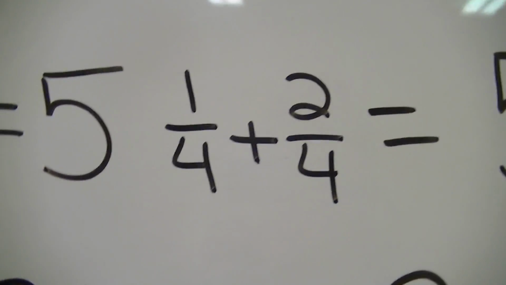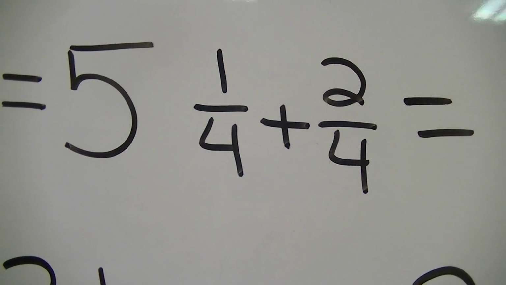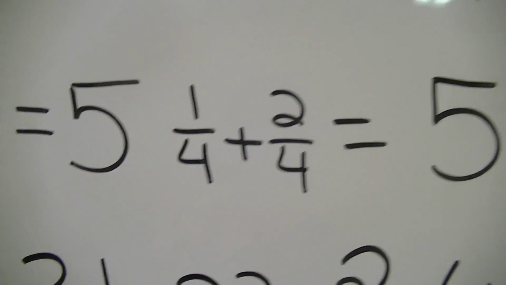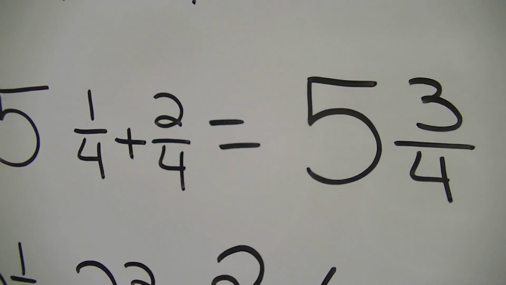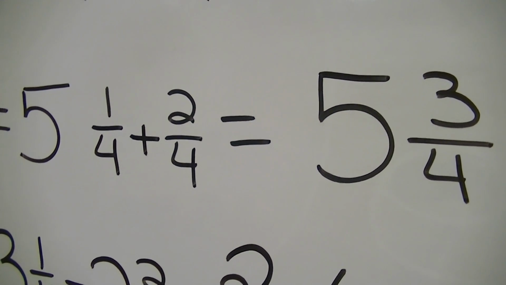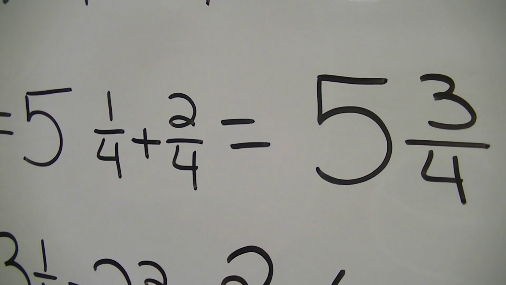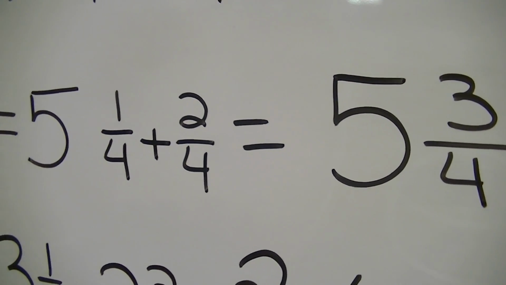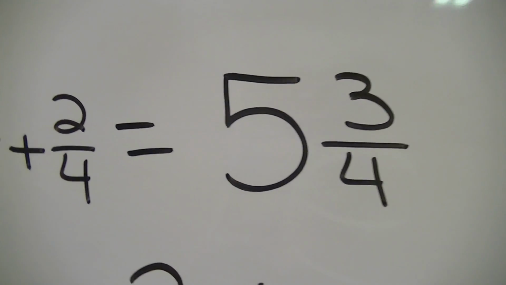All right, so from this point, our bottom numbers are the same. We just got to add the tops, right? So 1 over 4 plus 2 over 4, 1 plus 2 gives us 3 on the top, bottom number stays the same, whole number stays the same. So 5 3/4 on that.